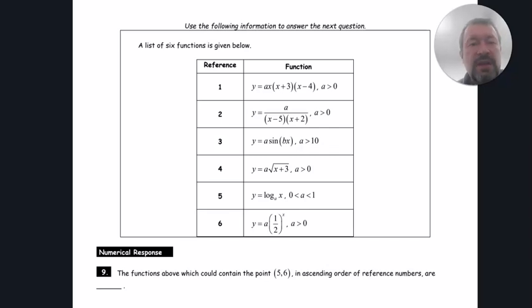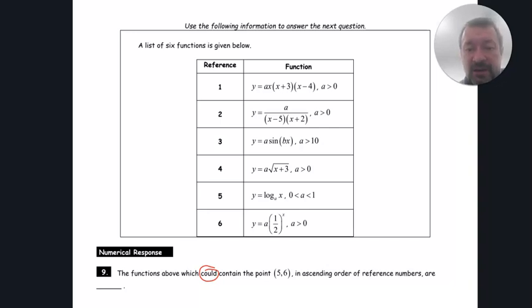All right, so this question says a list of 6 functions is given below, and there they are. You can have a look at them. And the question says the functions above which could contain the point (5, 6), in ascending order of reference numbers, are... So we're basically just looking at this and determining whether these functions could possibly have this point (5, 6) on them, or whether it's just impossible for them to go there.